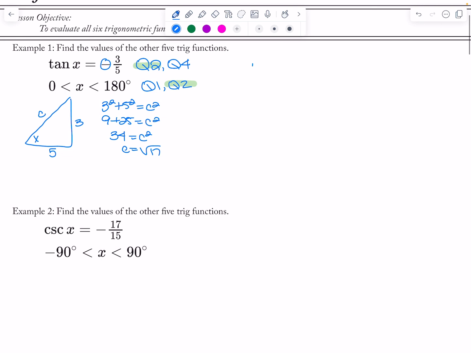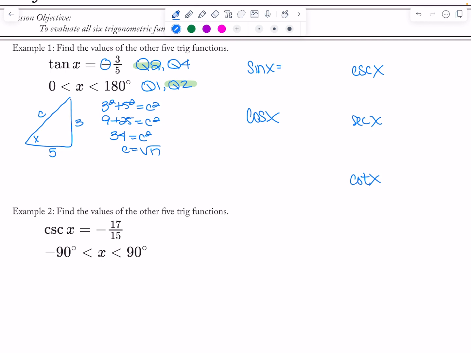And now what I want to do is find sine of x and cosine of x. I already have tangent there. So I want cosecant x, secant x, and then cotangent of x.